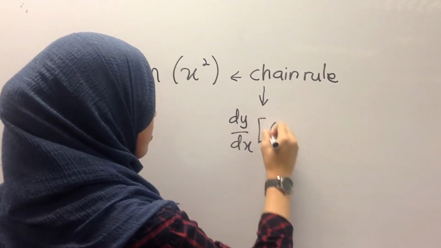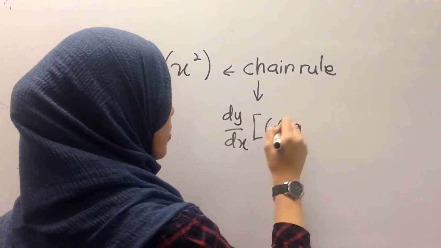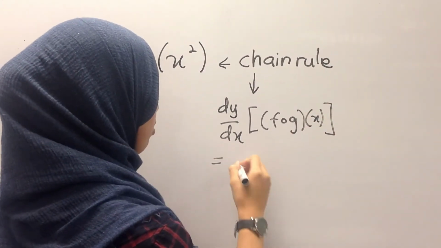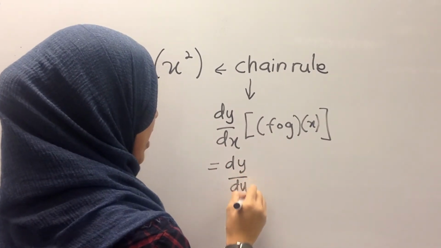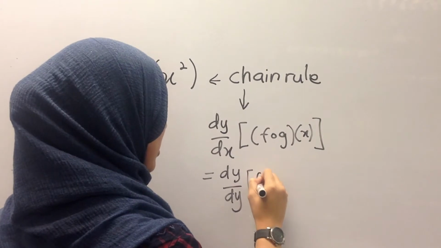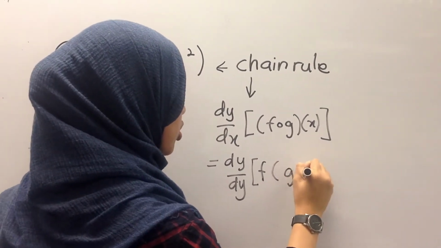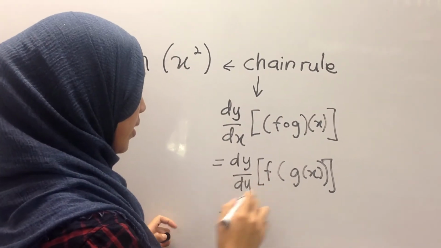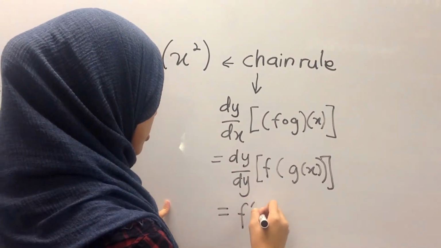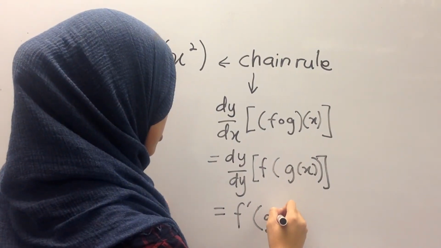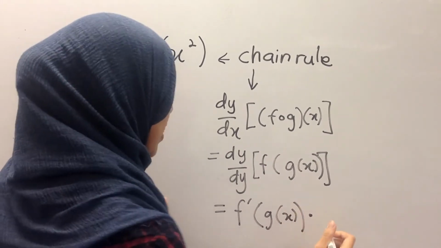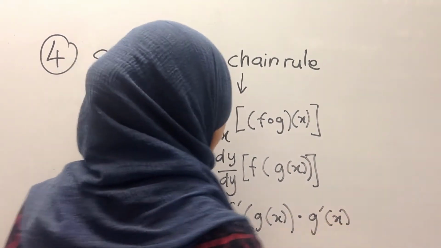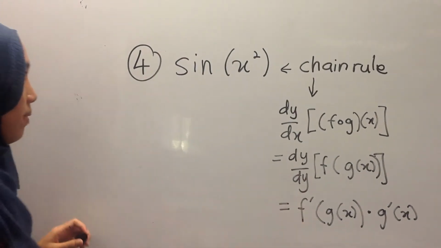F composite of g is equal to dy dx f of g x, and then you will differentiate it, you will get like this. The one you differentiate inside, you'll get this one. Okay. This is the formula of it.